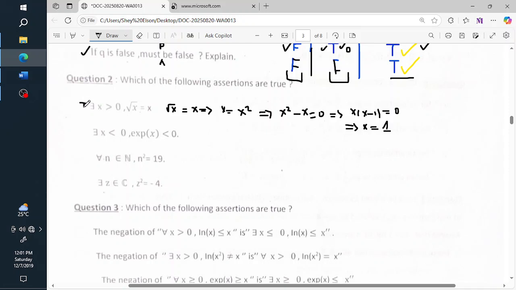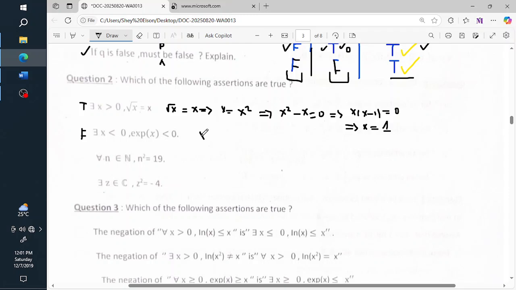We'll put C beside it because we have seen that there exists an x greater than 0 such that the square root of x is equal to x, and that x is actually equal to 1. So it satisfies all the conditions. Now let's go to assertion number 2. There exists an x that is less than 0 such that the exponential of x is less than 0. That assertion is always false, but now we need to prove it.